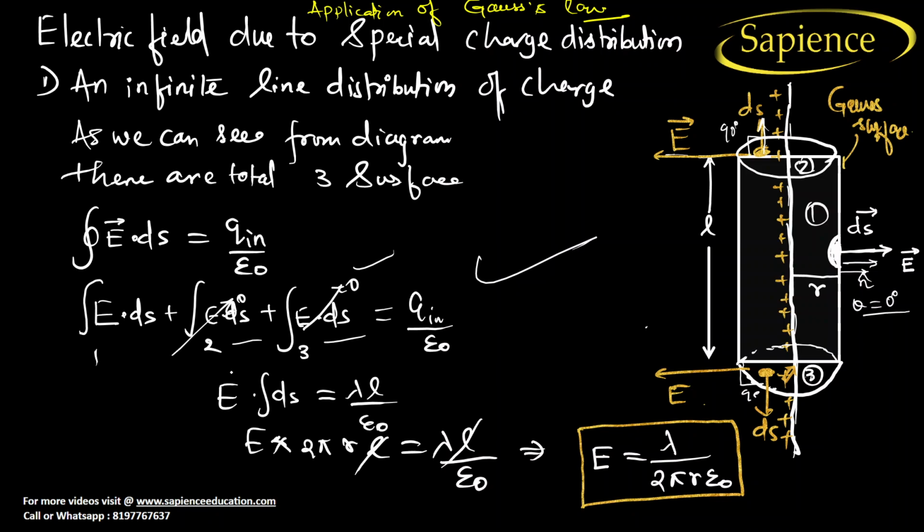Now surface 1. For surface 1, the total surface area is 2 pi R L, and this is equal to charge enclosed by epsilon naught. Again, you know how to find the charge enclosed. First of all, you need to understand how much charge there is. So total charge Q is equal to lambda into L. So we put lambda L here, and we got the electric field. Now it is very simple to derive the electric field at a point, right? So this is the application of Gauss law.